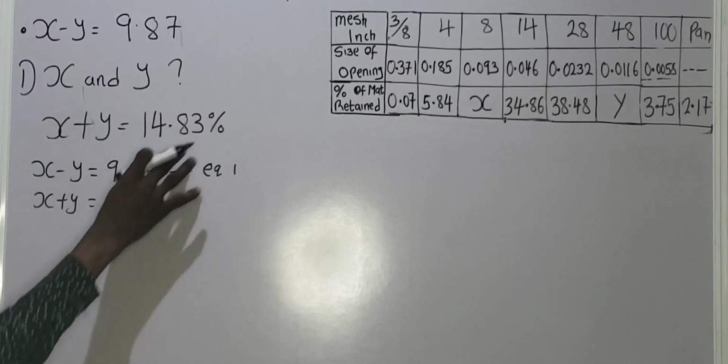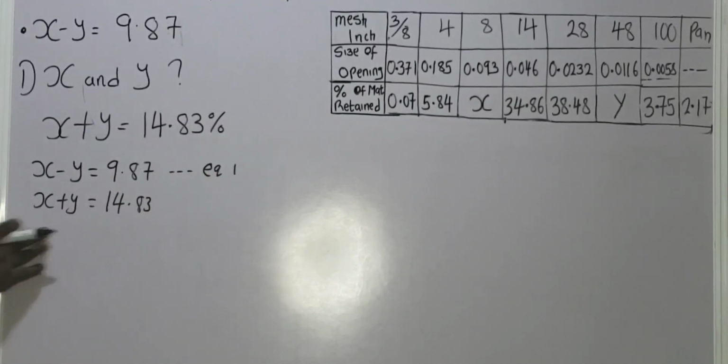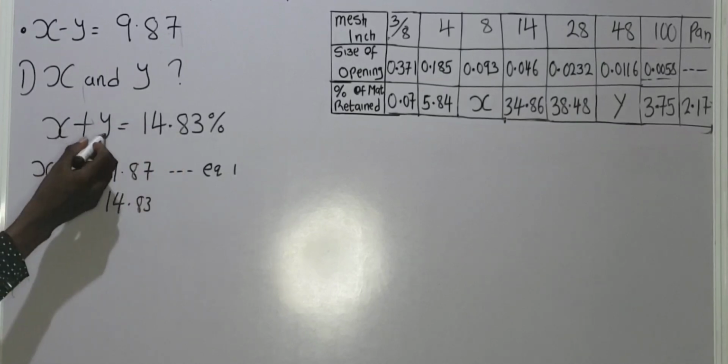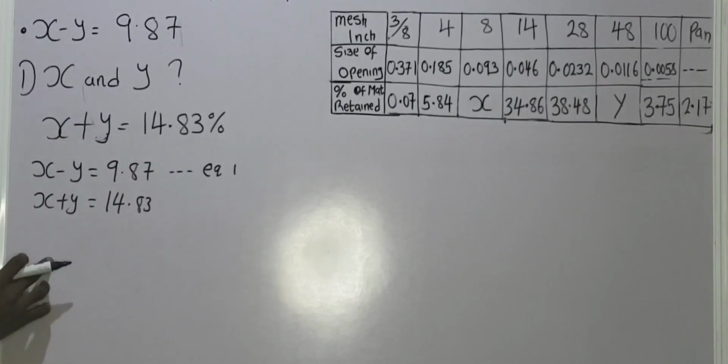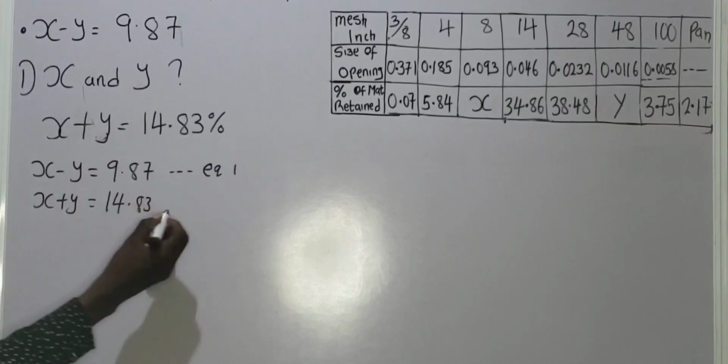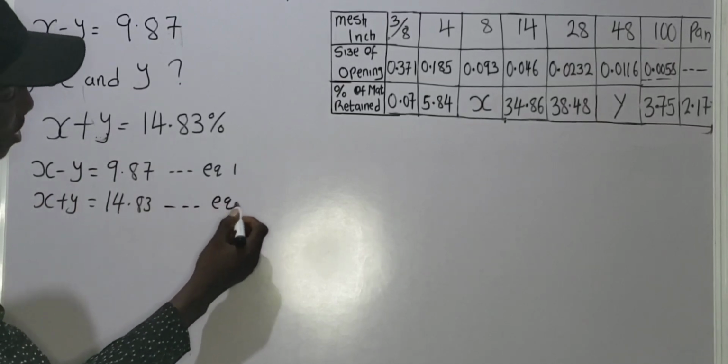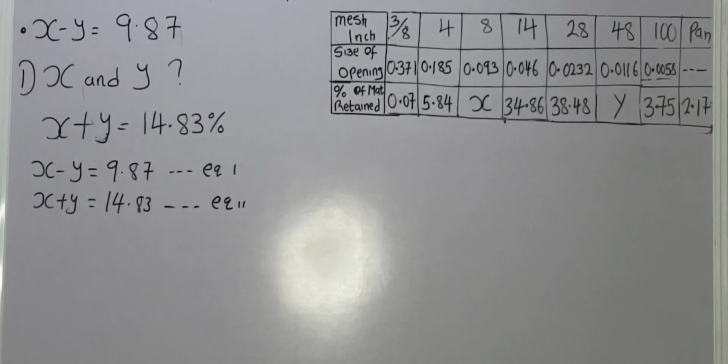14.83. There is no need of putting percentage because we want to use this to solve. We want to solve this simultaneously. You understand? So there is no need of putting percentage here. So call this equation 2. Okay. Now I want you to pay attention here.